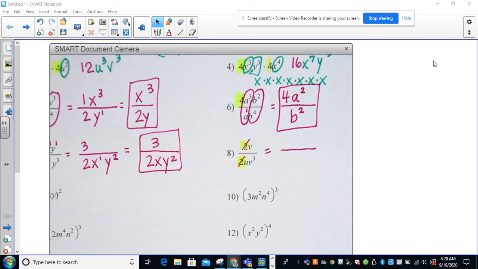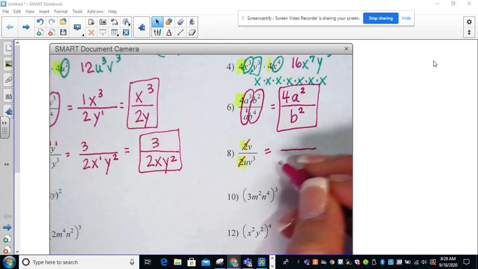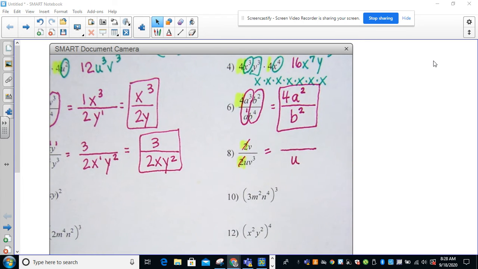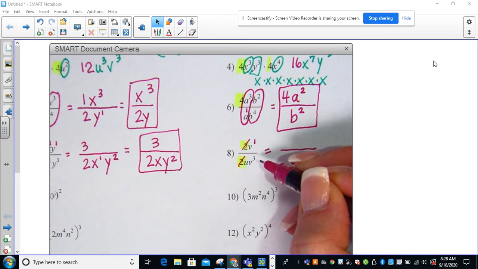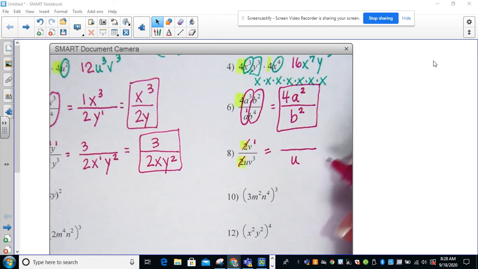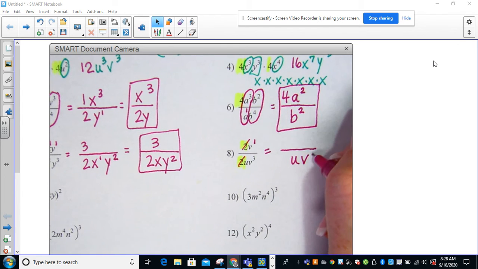Over here, our 2's canceled. So first we'll look at the u. There's only 1 u, so it's going to stay on the bottom. Now let's look at the v's. Here's a 1 and a 3. Who's going to win? The bottom. So the bottom's going to win by 2.